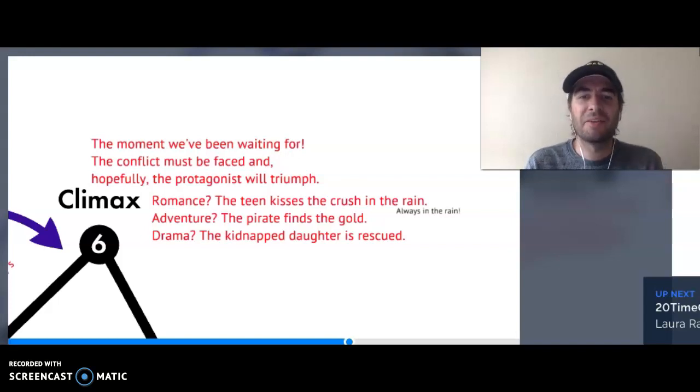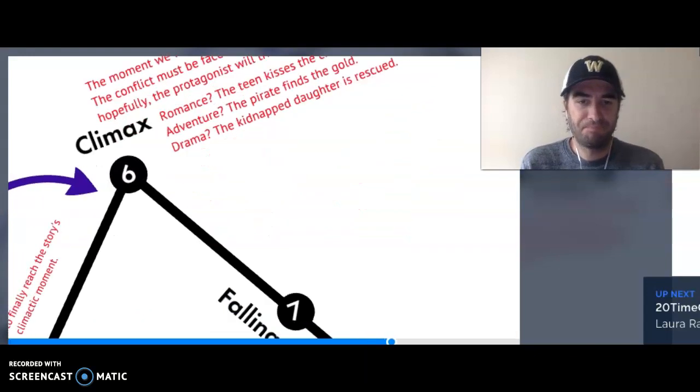Man, teens are always kissing in the rain. If you've ever kissed in the rain, it's not as great as it's cracked up to be. It's cold and wet, kind of gross.